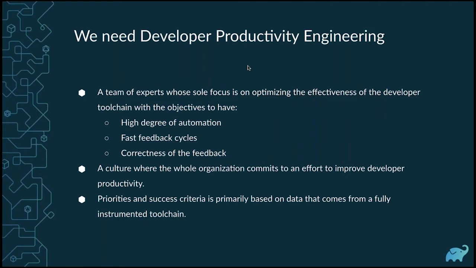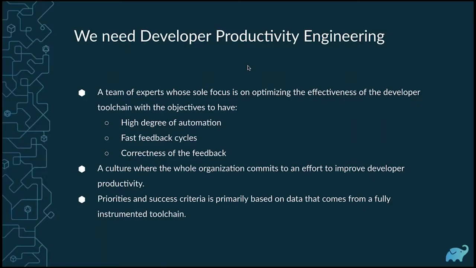of the feedback. And if there is no clear responsibility for that, if there's not a dedicated effort, you will have the opposite, 100%. This doesn't happen automatically or as a side job. If you want to achieve those three objectives, you have to have people that have a dedicated focus on that. And you need a culture where the whole organization commits to an effort to improve developer productivity, where you can have a reasonable discussion about maybe disabling the virus scanner for the build output directory.